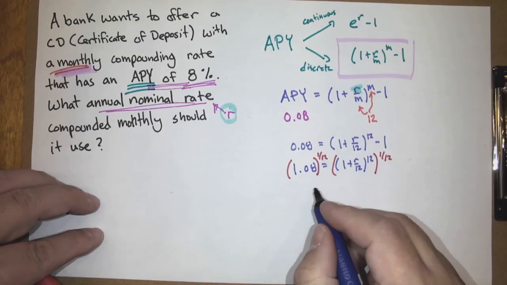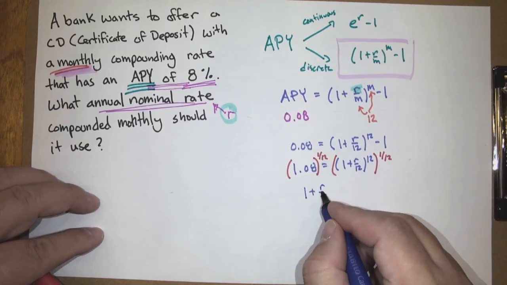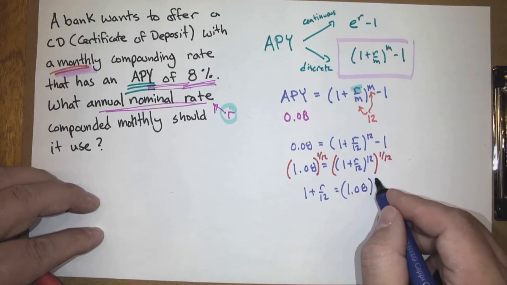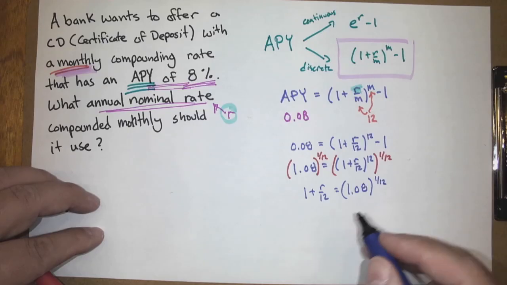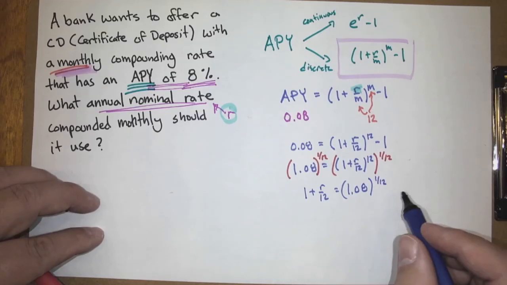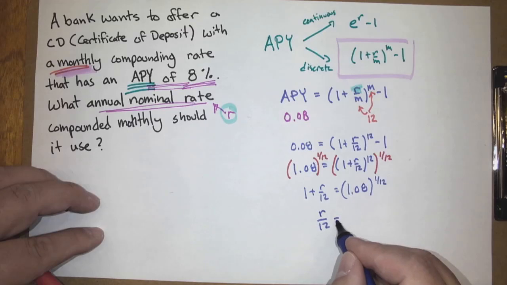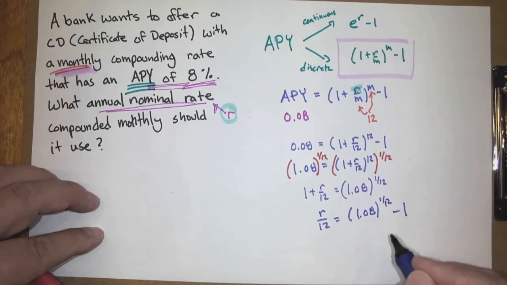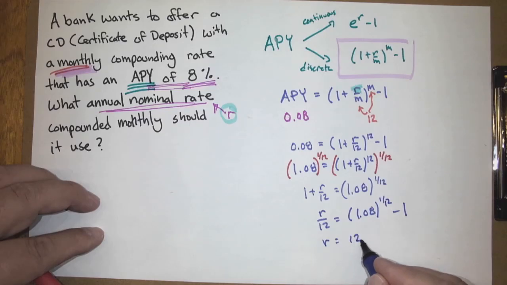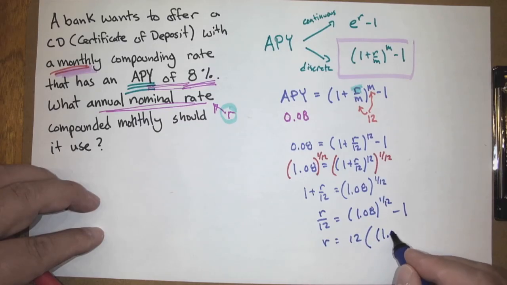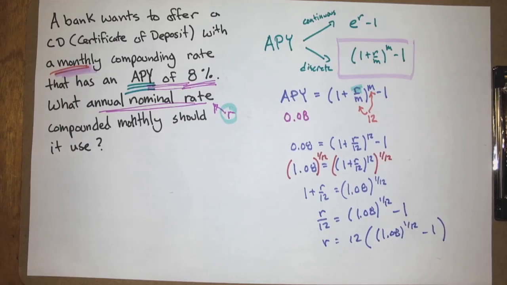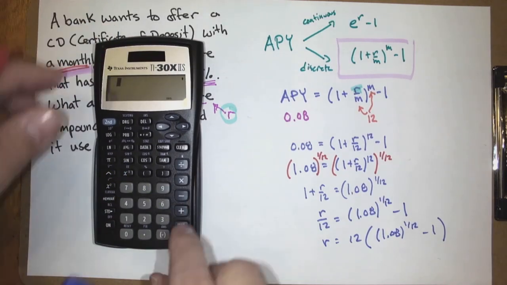All right, so at this point, we say 1 plus r over 12 is equal to 1.08 raised to the power 1 over 12. And at this stage, we've seen things like this before. We'll subtract 1. And then we'll multiply by 12. So r is 12 times 1.08 to the 1/12 minus 1. And at this stage, well, you have to use technology.